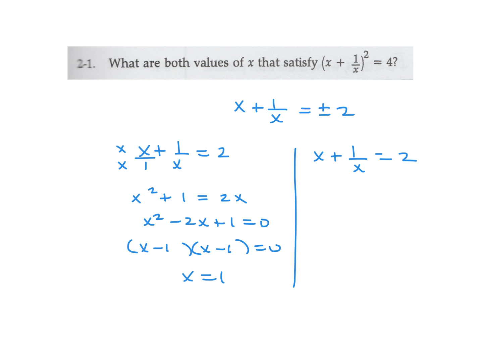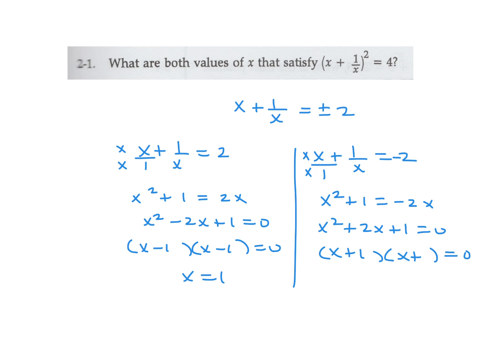The next equation is x plus 1 over x is minus 2. Again, get a common denominator. X squared plus 1 is equal to minus 2x. Put everything on one side. And when you do, you can factor this one pretty easily. X plus 1 this time. And that means x is negative 1. So both values, one is 1 and the other one is negative 1.